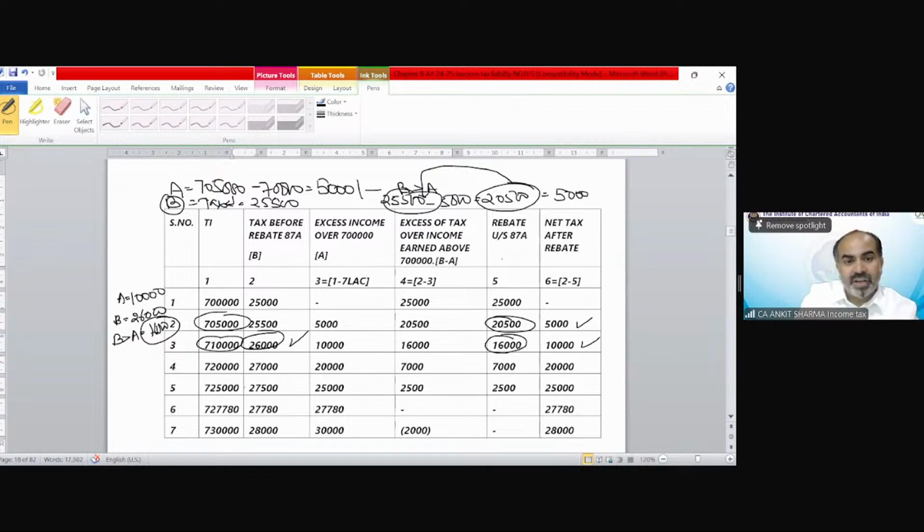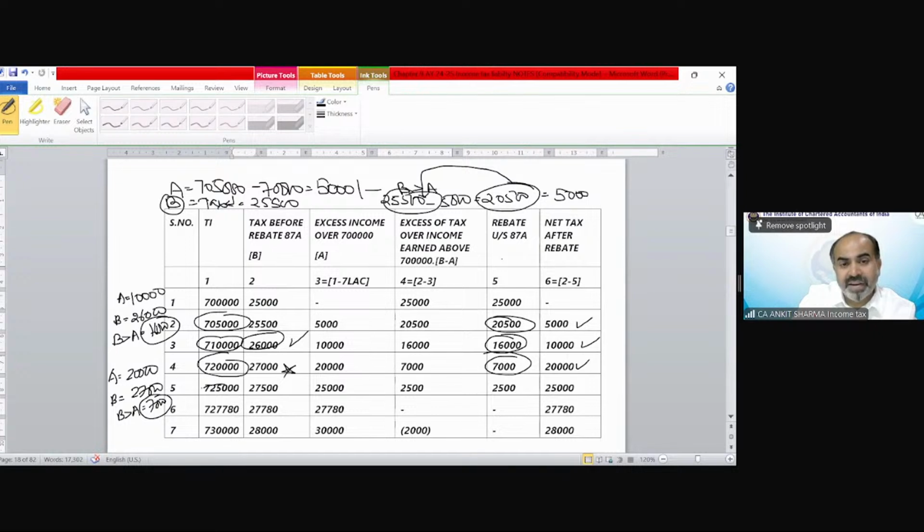In case of 7 lakh 20,000, example number 4, now you can see the difference is 20,000. Now tax on this 7 lakh 20,000 is 27,000. B exceeds A by 7,000. That would be my rebate. Deduct this rebate from my tax liability of 27,000. The balance would be my tax. That is 20,000.